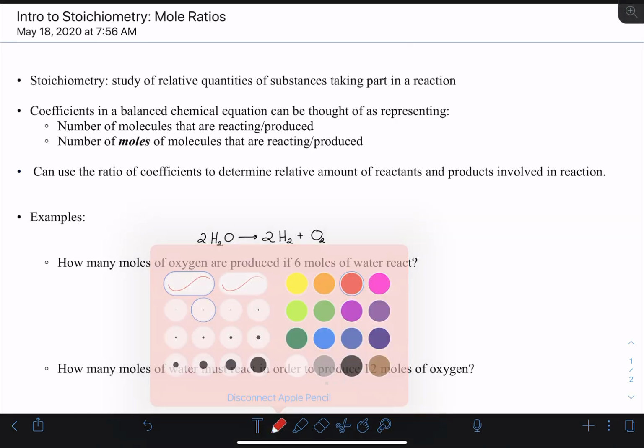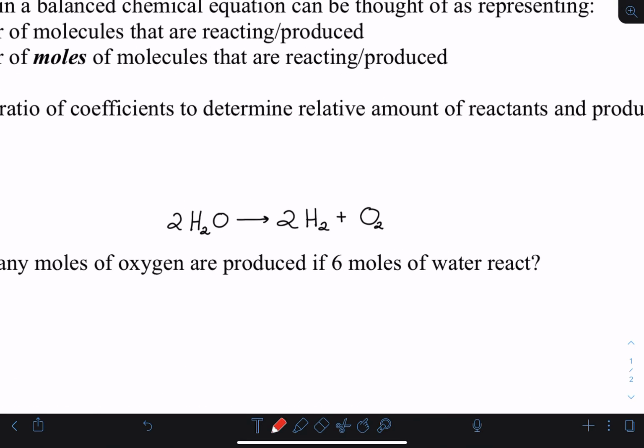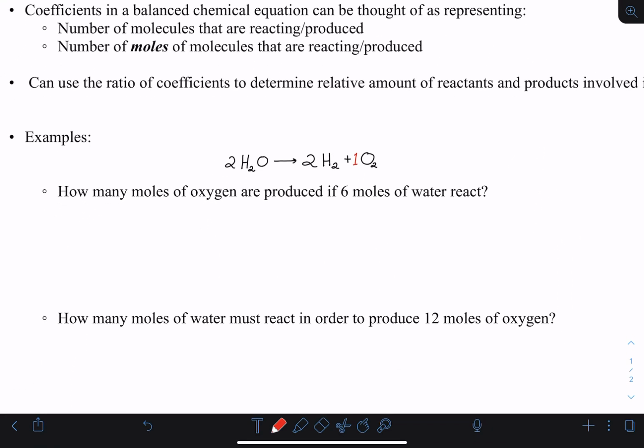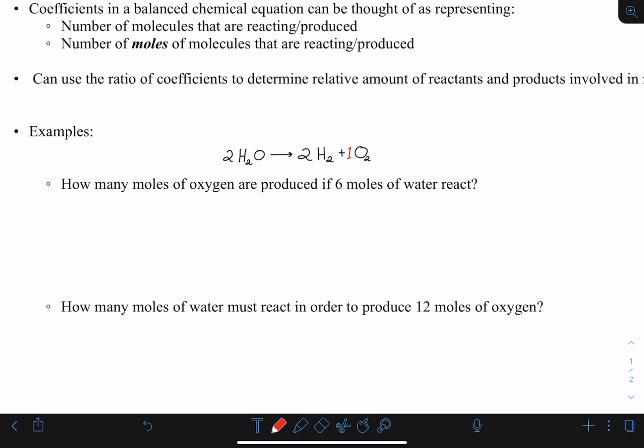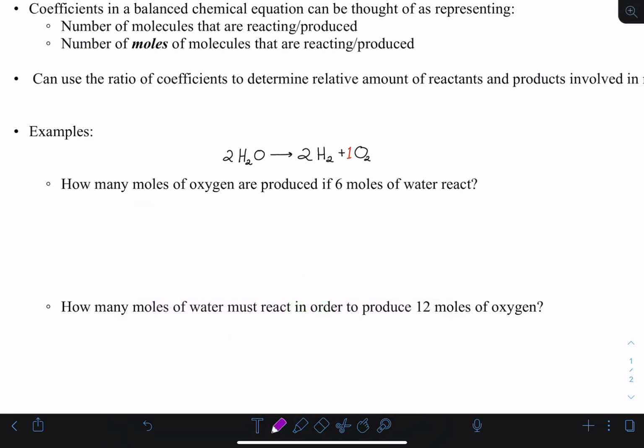So for the first one, we're going to use this reaction of water reacting to form hydrogen and oxygen. Our balanced chemical equation is shown here: 2 moles of water react to produce 2 moles of hydrogen and 1 mole of oxygen. Remember that anytime we don't have a coefficient written in front of something, it is implied to be 1. These two examples are going to show us how we can utilize stoichiometry in its most simple way.